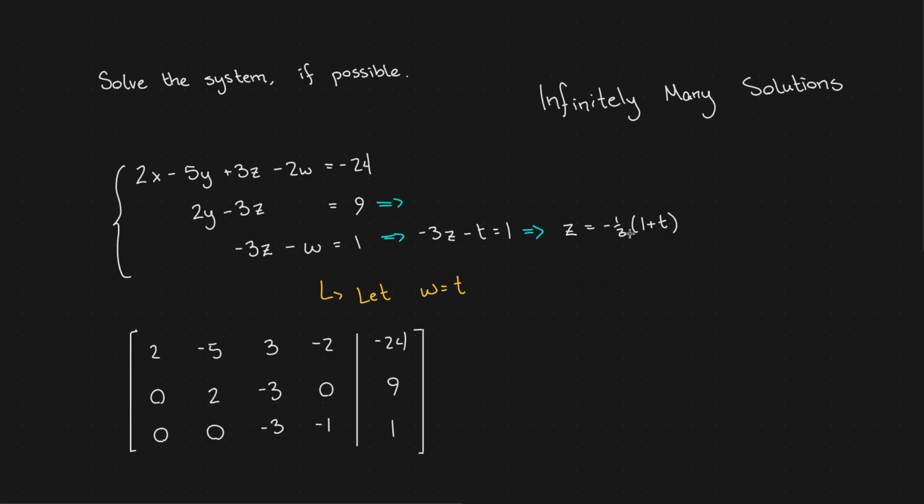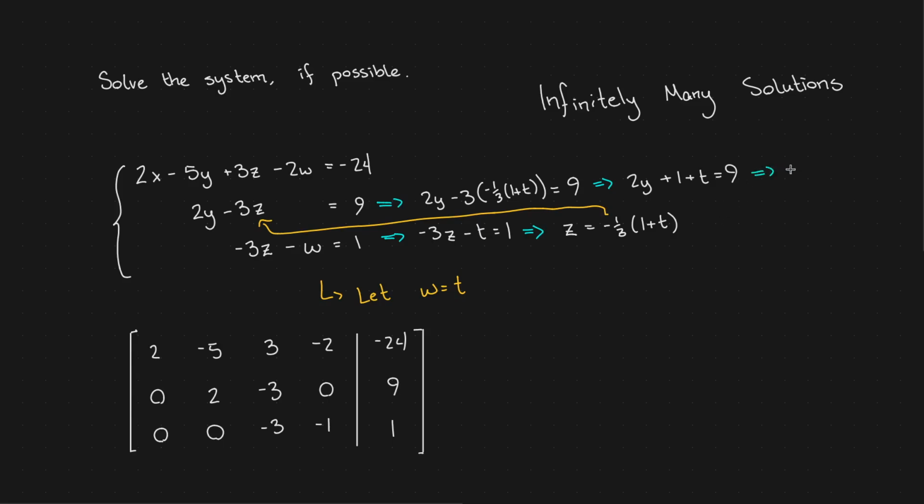Now, I could substitute that into this equation. So I get 2y minus 3 times my z, which is -1/3 times (1 plus t), equals 9. If I distribute, I get 2y plus 1 plus t equals 9. So if I solve for y, I'm going to subtract the 1. It gives me 8. I'm going to subtract t. I get 8 minus t, and I'm going to divide by 2.